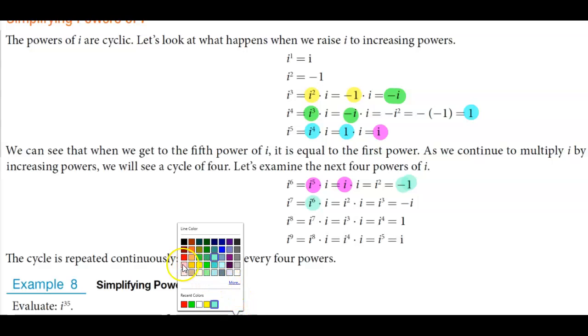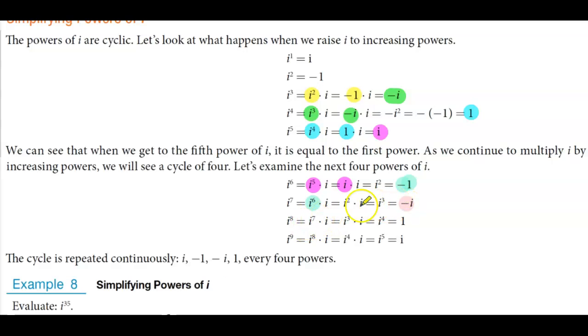Next, we have i to the 8th, which is equal to i to the 7th times i. So i to the 7th is the same thing as -i, so we get -i times i is -i squared, which is the same thing as negative times -1, which is 1, which is what we got in i to the 4th. So again, it's starting to repeat itself for every 4.